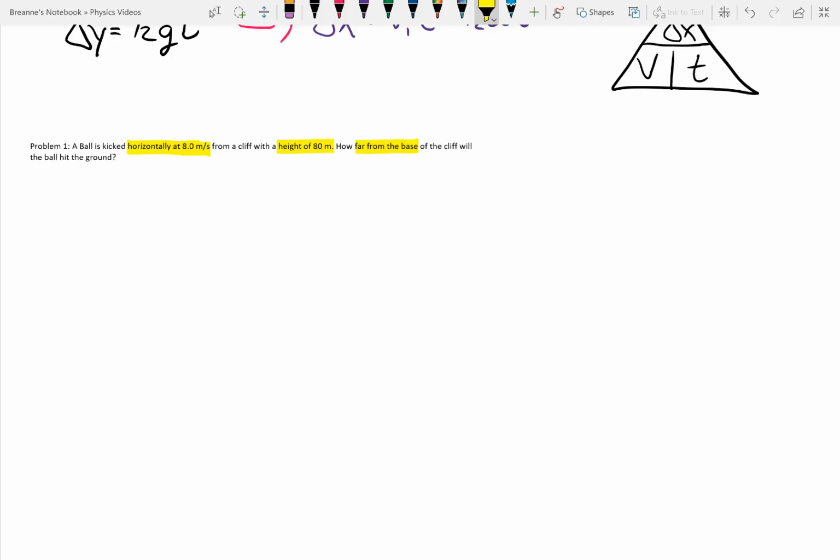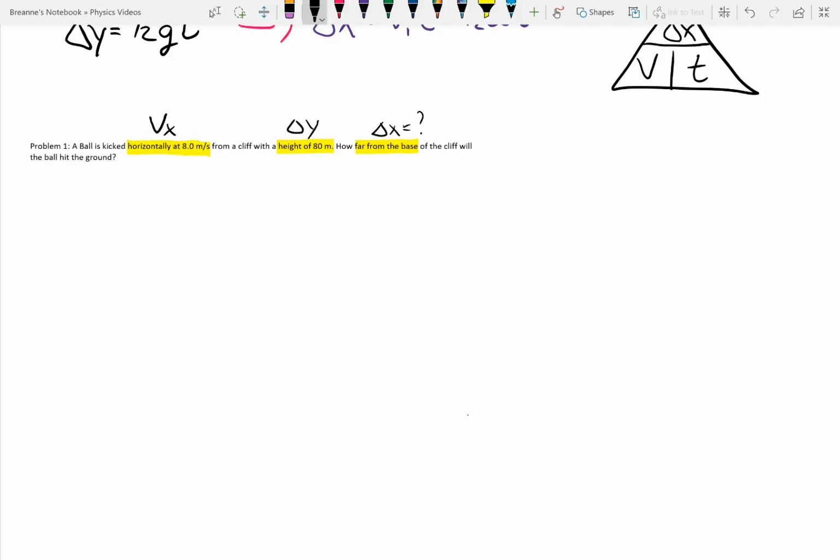So I just highlighted some key things. Horizontally and meters per second tells us that is our velocity, so this is going to be our velocity in the x direction. Height is in the y direction, so that's going to end up being our delta y. And far from the base, we know that what we're looking for is our delta x.